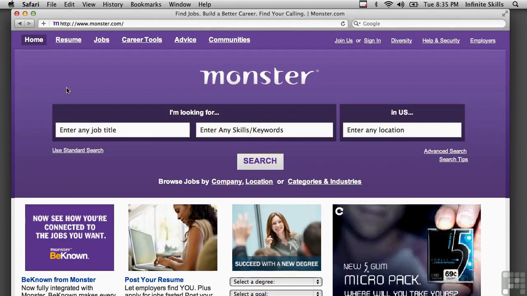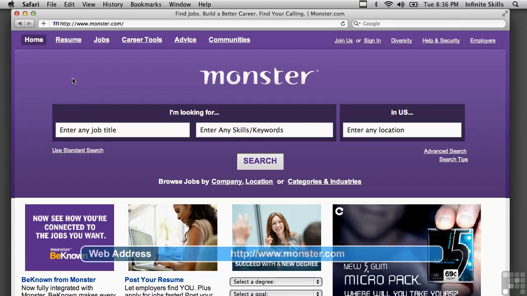In this lesson, we're going to be going over using resources. There is a variety of resources available on the web where you can do some reconnaissance on the target that you are engaged with. One good resource is Monster. Now, Monster, if you're not aware, is a job searching website.